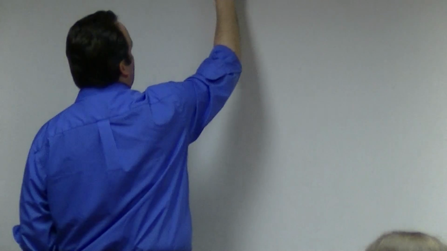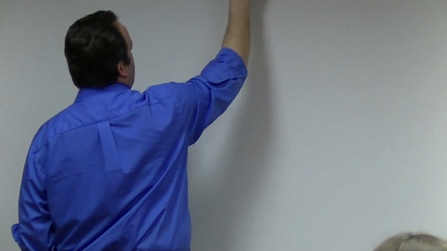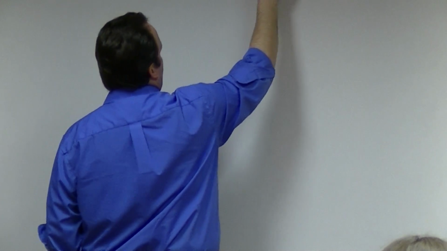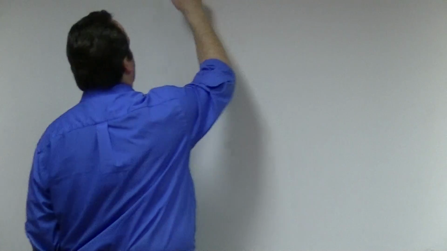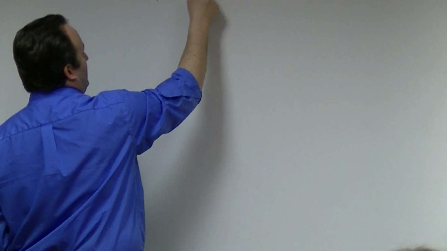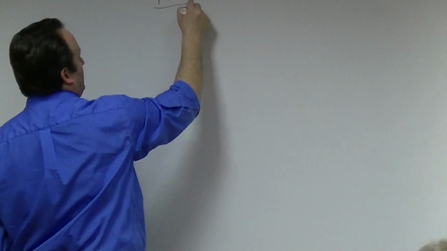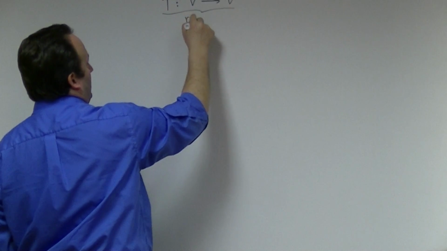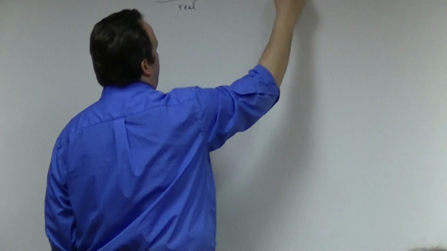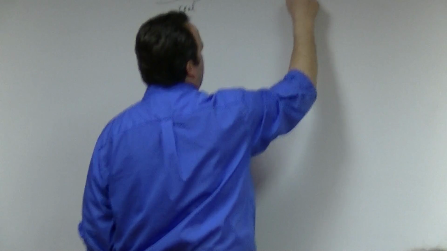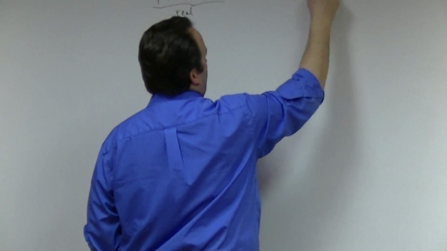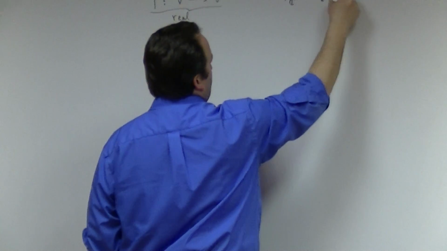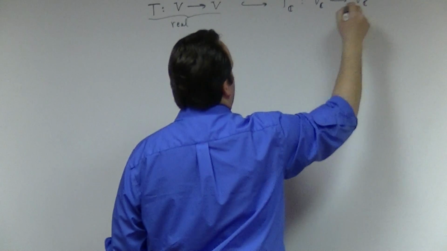Complexification of a real vector space. In particular, one of the things that allowed us to do was to take a real linear transformation T from V to V, and define a complexified transformation, T sub C, from the complexified V to the complexified V.